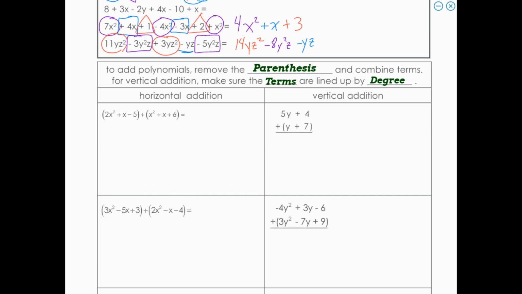So the next fill in the blanks: to add polynomials, remove the parentheses and combine terms. Specifically, what kind of terms do we combine? We combine like terms. You cannot combine terms if they are not like terms. For vertical addition, which I've shown some of you, especially if you are in my homeroom, I've shown you how to rearrange them when they're given to you horizontally, to rearrange them vertically to help you organize better.